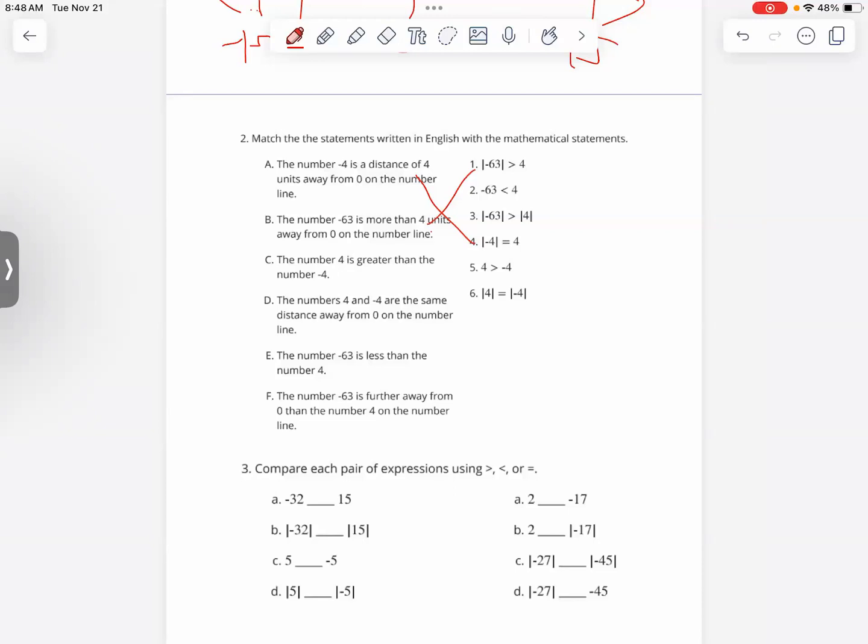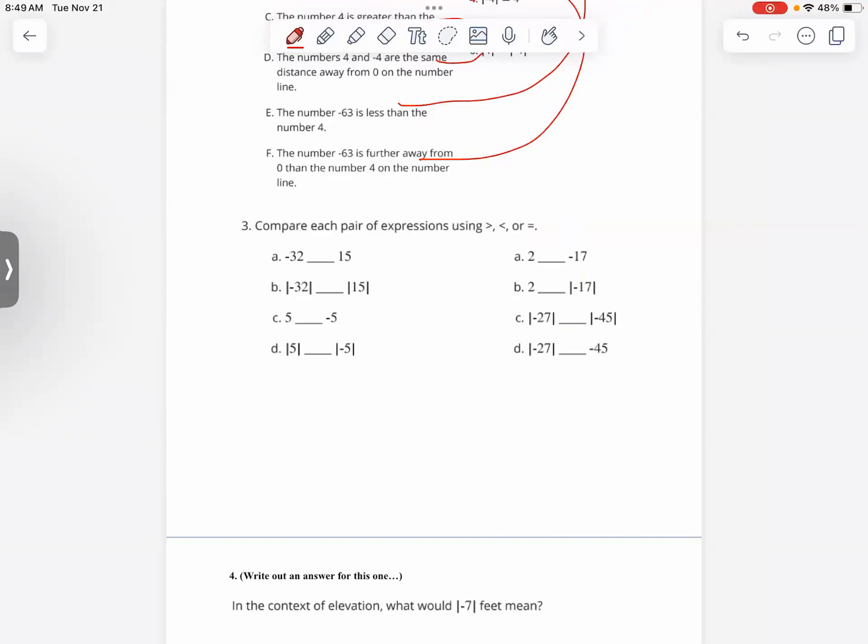All right. The number 4 is greater than the number negative 4. That's literally obvious. The numbers 4 and negative 4 are the same distance away from 0 on the number line. So it's saying the absolute value of 4 and negative 4 is the same. And then the number negative 63 is less than the number 4. So that's nothing complicated there. And then the number negative 63 is further away from 0 than is the number 4. So that's comparing absolute values.